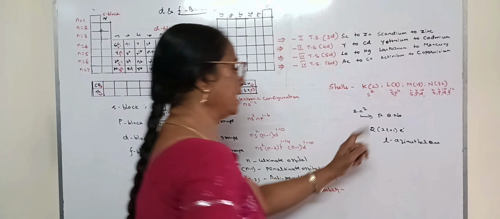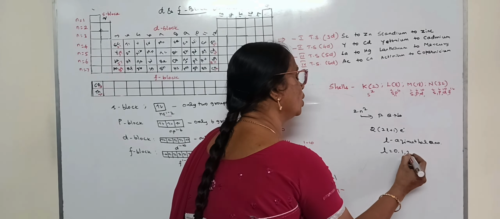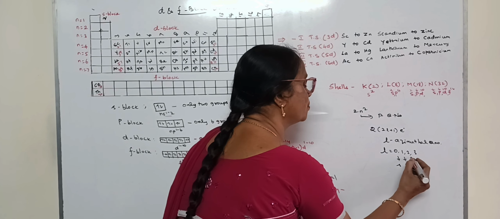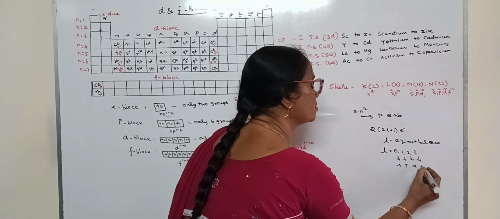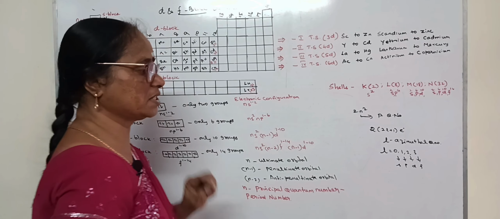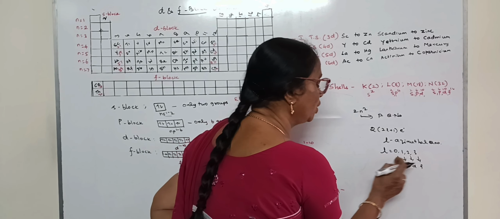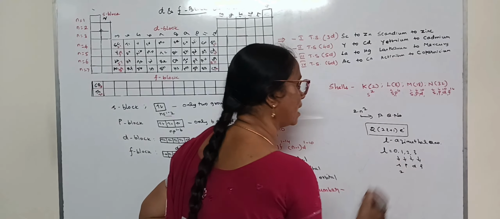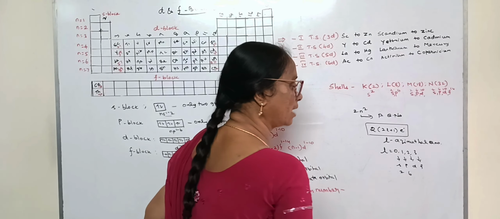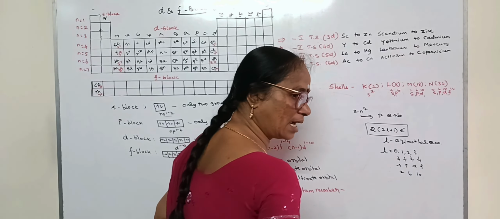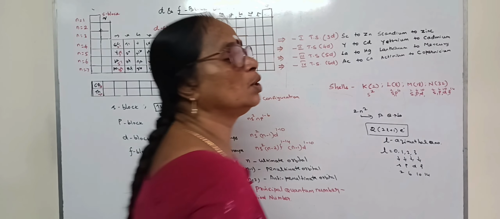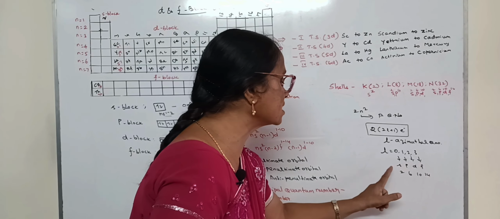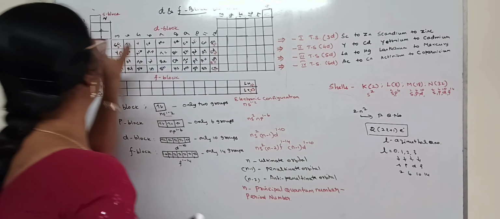The l can have the values l equal to 0, 1, 2, 3, where 0 represents the s subshell, 1 represents the p subshell, 2 represents the d subshell and 3 represents the f subshell. Substituting these values in this formula, the s orbital can have 2 electrons, the p orbital 6 electrons, the d orbital 10 electrons and the f orbital 14 electrons. Based on this, the maximum number of electrons in each subshell, the groups are given.